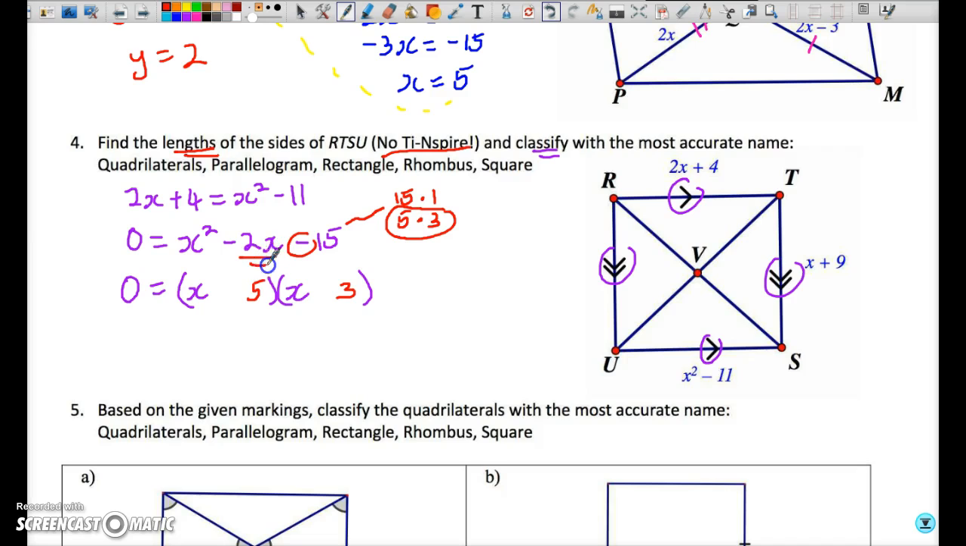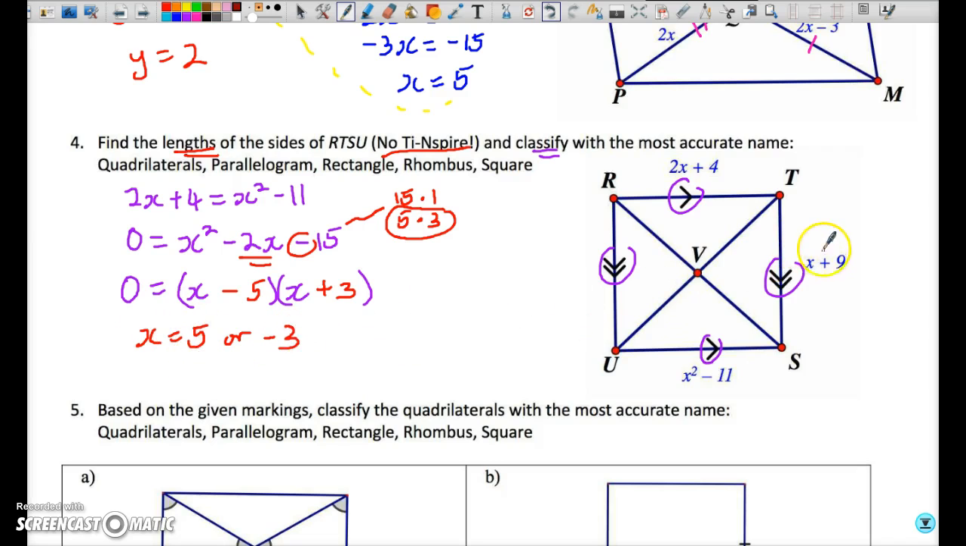In this case, since I have minus 2x as the middle term, I'm going to use minus 5 and plus 3, and that should give me x squared plus 3x minus 5x will leave me with minus 2x minus 15. That allows me to conclude that x is equal to 5 or minus 3. Final step would be to substitute those in and to see if either of these are extraneous solutions.